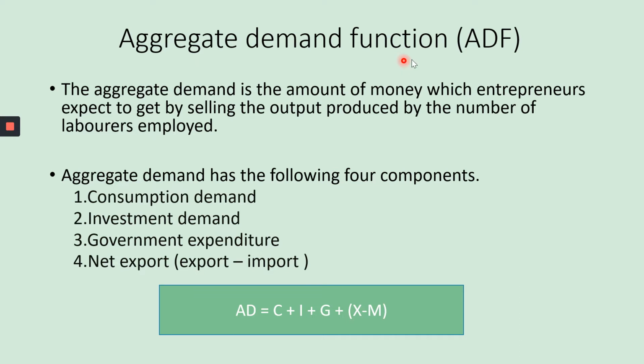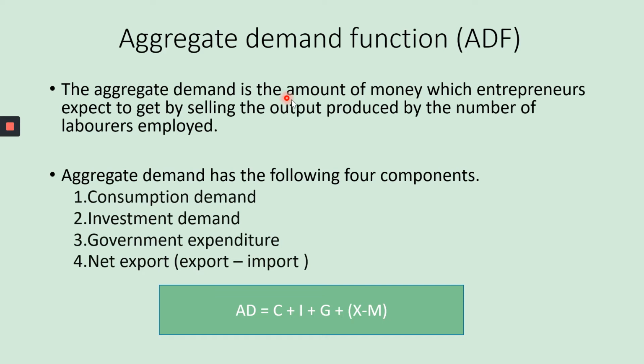Aggregate demand function, or ADF. What is the aggregate demand function? The aggregate demand is the amount of money which entrepreneurs expect to get by selling the output produced by the number of laborers employed. I will read it again. The aggregate demand is the amount of money which entrepreneurs expect to get by selling the output produced by the number of laborers employed.